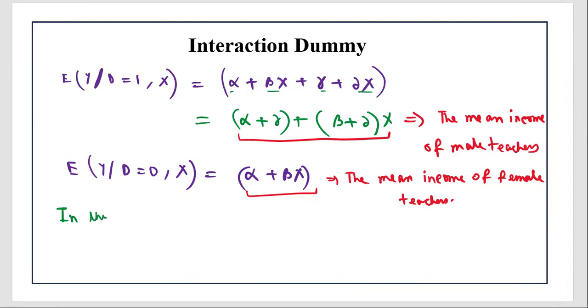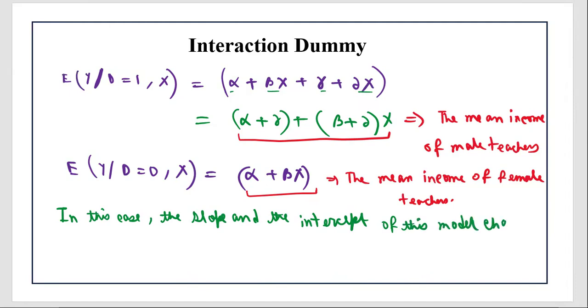In this case, the slope and the intercept of this model change. This is something new to us. So in this model, both the slope and the intercept change. Thus, the term xd is the multiplicative interaction term that we talked about.